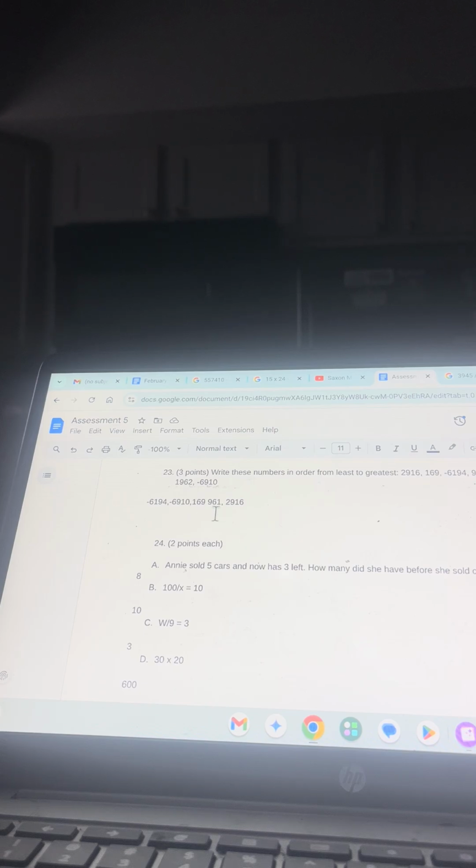169. Good. Don't forget to write a comma. So I'm going to have to take another point off because you forgot to write a comma. You have to write commas to separate your answers. Otherwise, I'm going to think it's the same answer. This could be 169,961, right? Because you didn't write a comma between there. You have to write a comma.